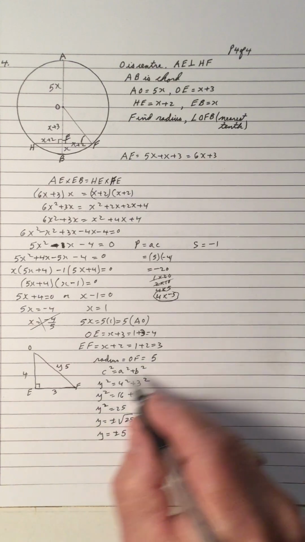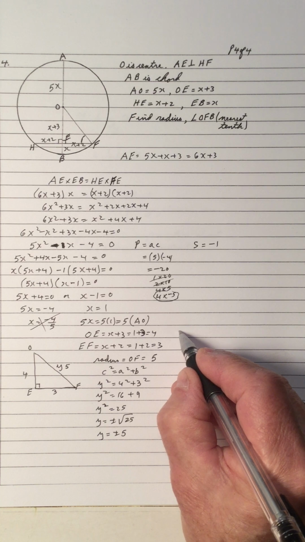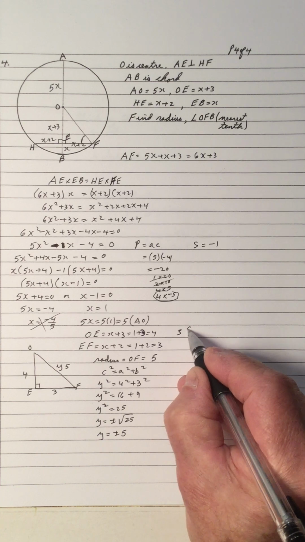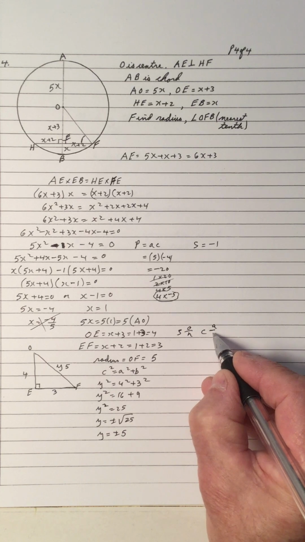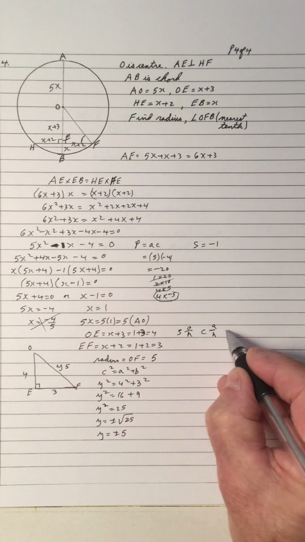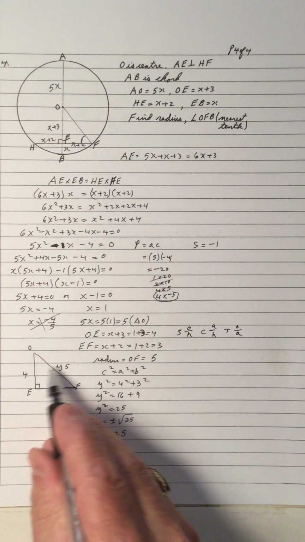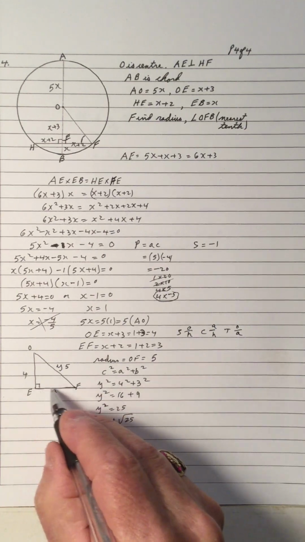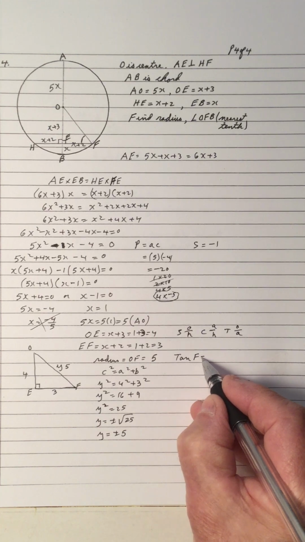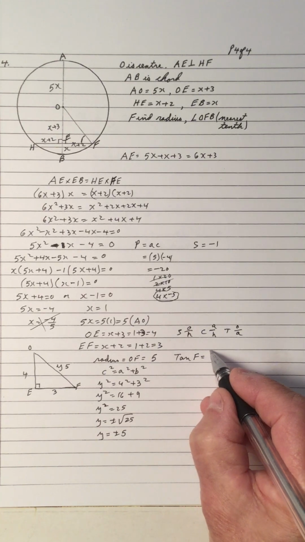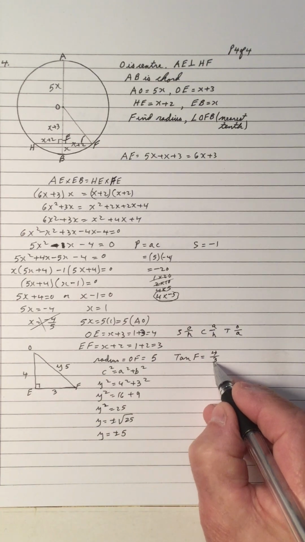Now, to get the angle, I have to use the trig. So SOHCAHTOA: sine is opposite over hypotenuse. Cos is adjacent over hypotenuse. And tan is opposite over adjacent. So I can use any one of these numbers. So let's use the 4 and the 3. So the tan of angle F, tan is opposite over adjacent, and the opposite is the 4 over the adjacent, which is 3.